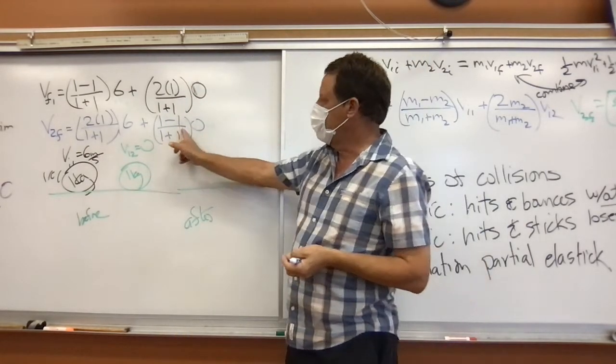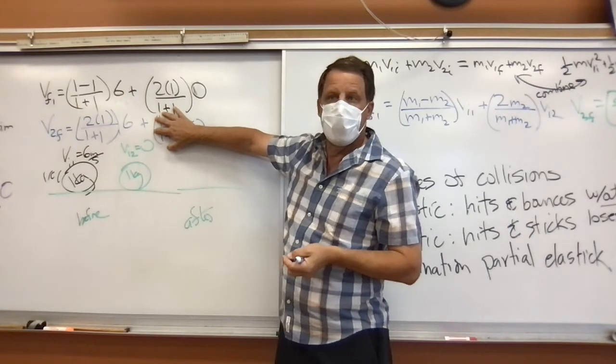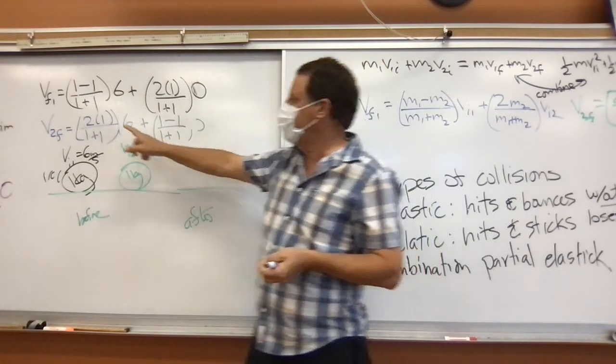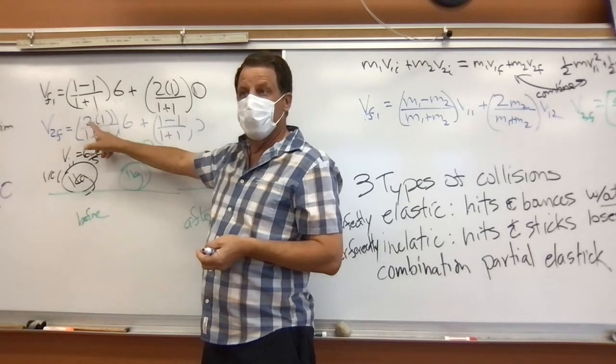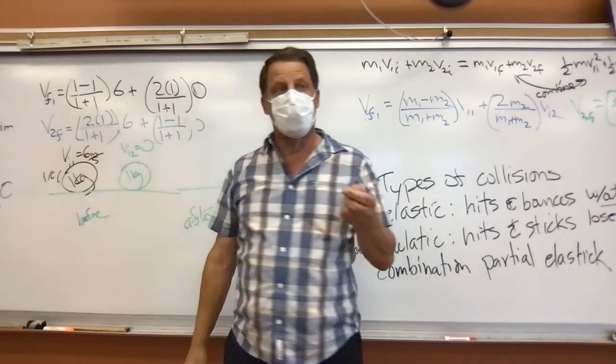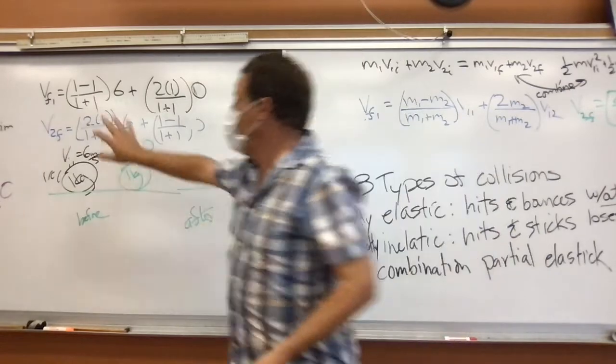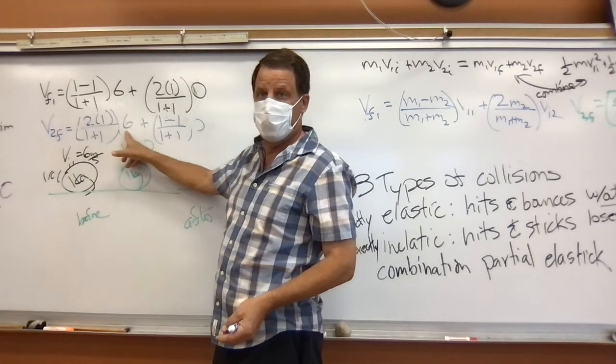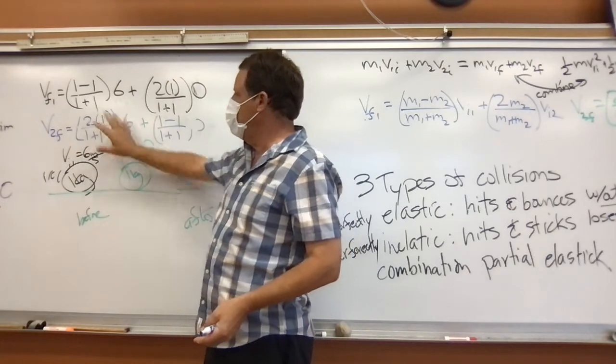Now again, we look over here, this part is going to drop out. So now we're going to have 2 times 1 is 2, divided by 1 plus 1, which is 2. 2 divided by 2 is 1. 1 times 6 is 6. So this part goes away. This part is 6.